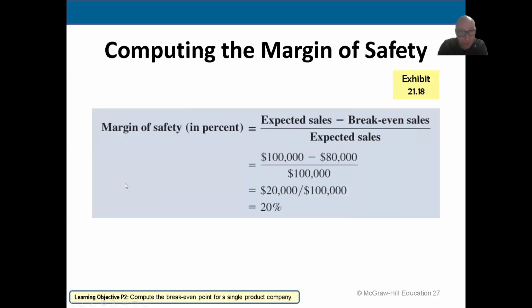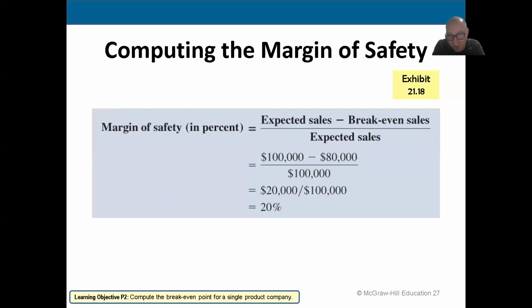So there's a couple of different ways of looking at the point of break even. One of those is called the margin of safety. The margin of safety, the word simply means that I can safely sell this number of units or this amount of sales in order to generate a small margin. So we call it margin of safety.